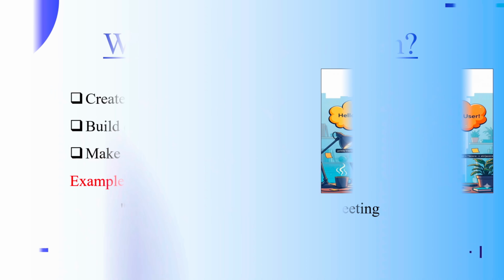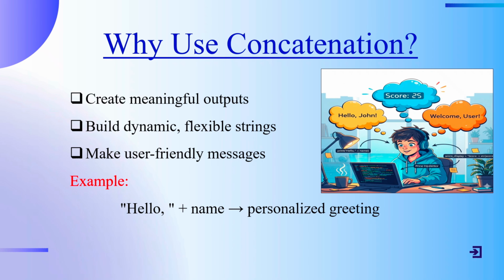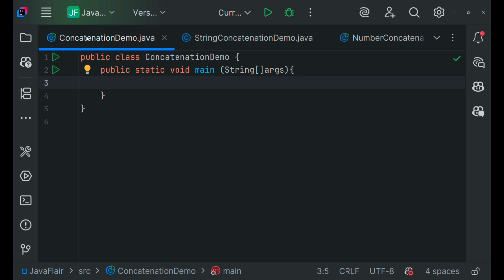Now let us try to understand why we even need concatenation. To create meaningful output, to build dynamic messages, also to make user-friendly text appear in the program, we would be using concatenation. Now let's go back to IntelliJ and perform a simple operation and see how exactly this works.